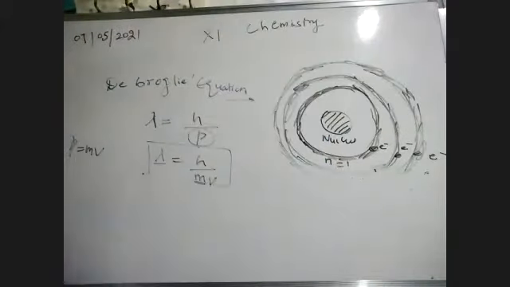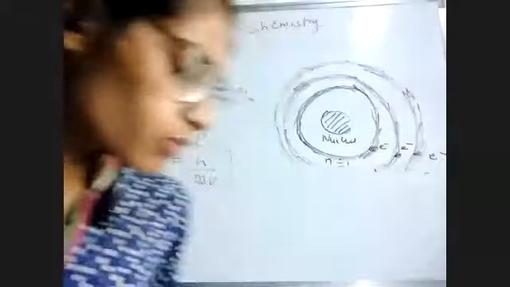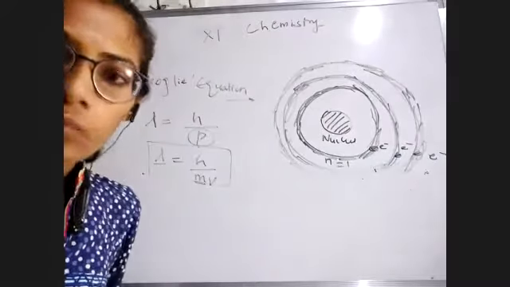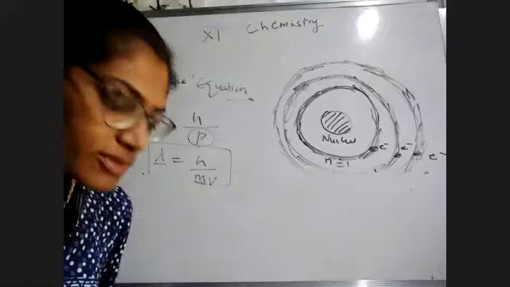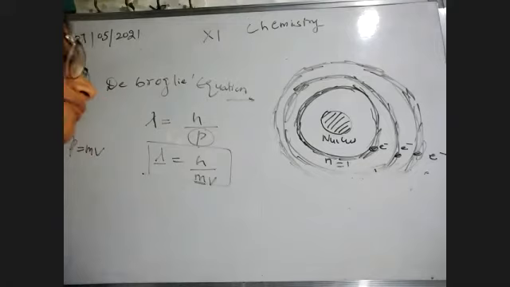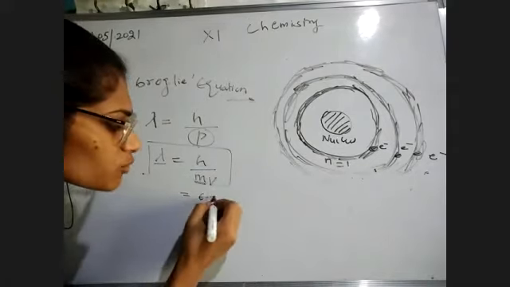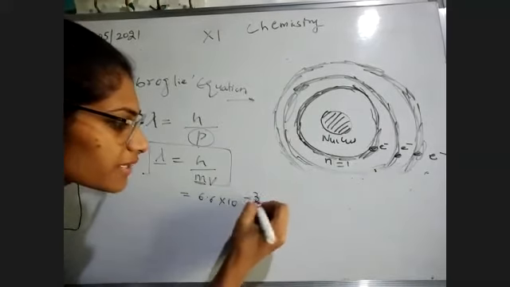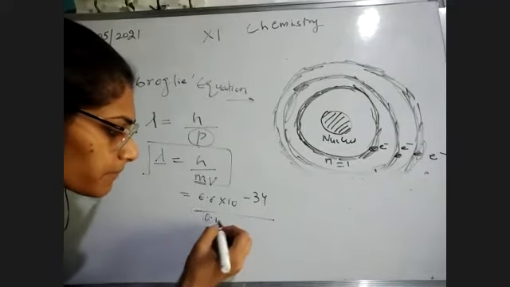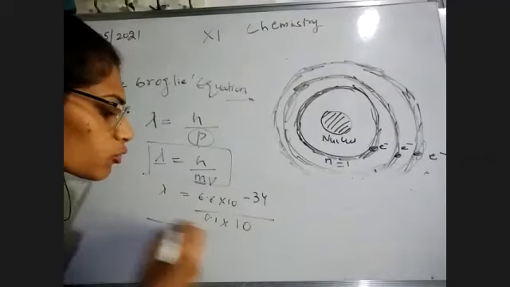Let me show a very simple numerical over it. The first question in your textbook is, what would be the wavelength of a ball with mass 0.1 kg moving with a velocity of 10 meter per second? So lambda equals h upon mv. You know very well what h is here, Planck's constant, 6.6 into 10 raised to power minus 34. The mass is given as 0.1 kg, and the velocity is given as 10 meter per second. We can easily calculate lambda.